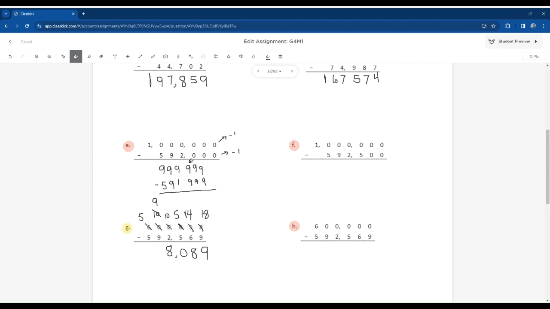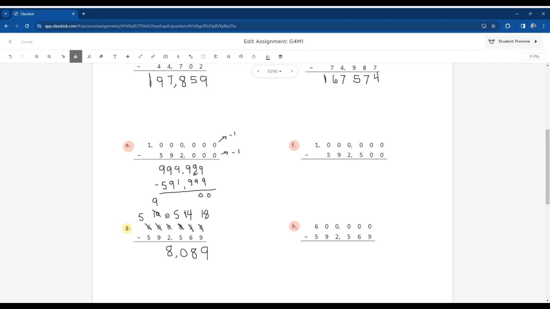Saved myself a lot of aggravating with regrouping just by subtracting 1 there. If your students are competent taking 1 away from 1 million and they understand that that would be 999,999, and they're competent taking 1 away from this larger number here, 592,000, you save yourself a lot of aggravation with regrouping. 9 minus 9 is 0.